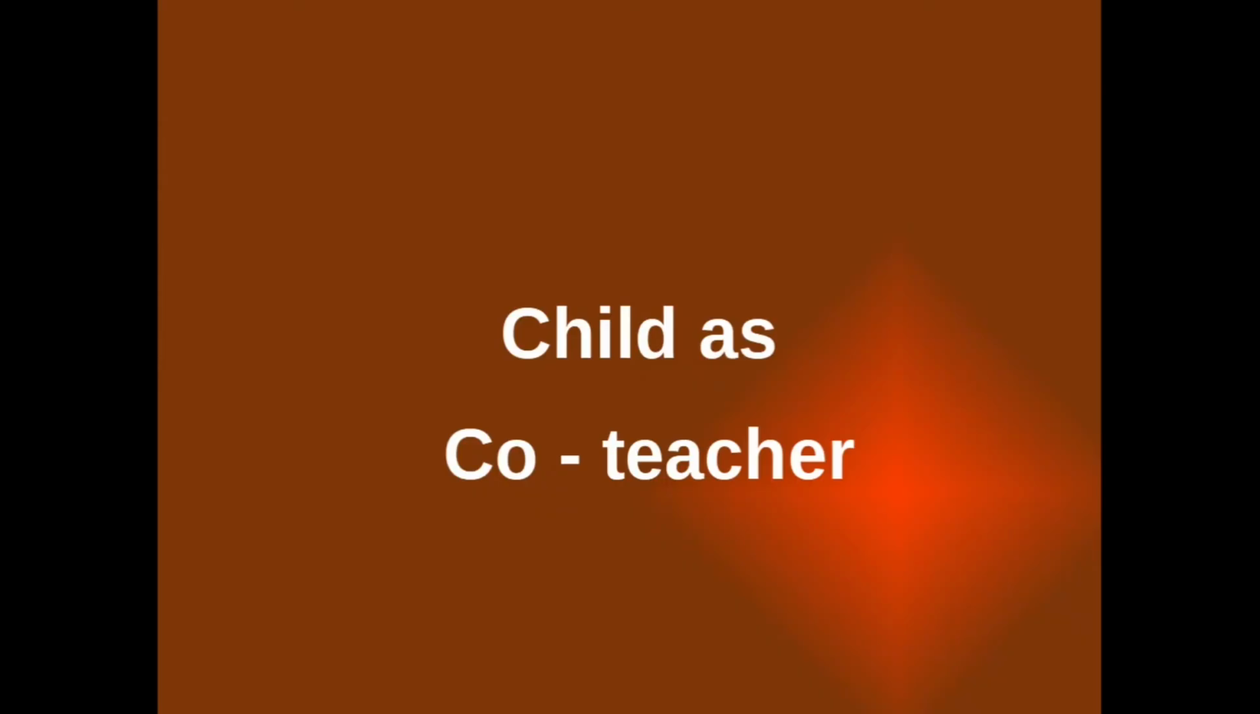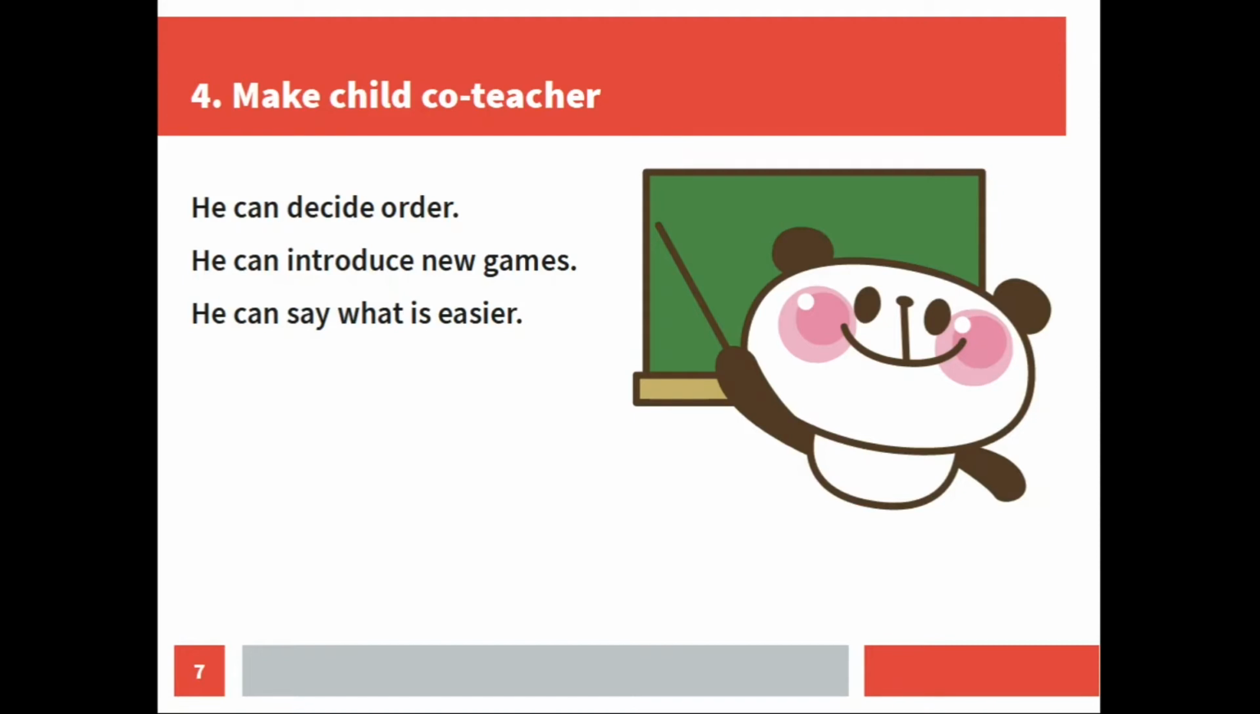The further set of tips is about the child as a co-teacher. Make the child a co-teacher. Get the child active in what you're doing. He can decide the order. For example, the child says, "Can I do this?" The book says this is the order 1, 2, 3, 4, but the child wants to start at number 5. If there's no real problem, if it's isolated, it doesn't need to build up to that section. Let the child do it.